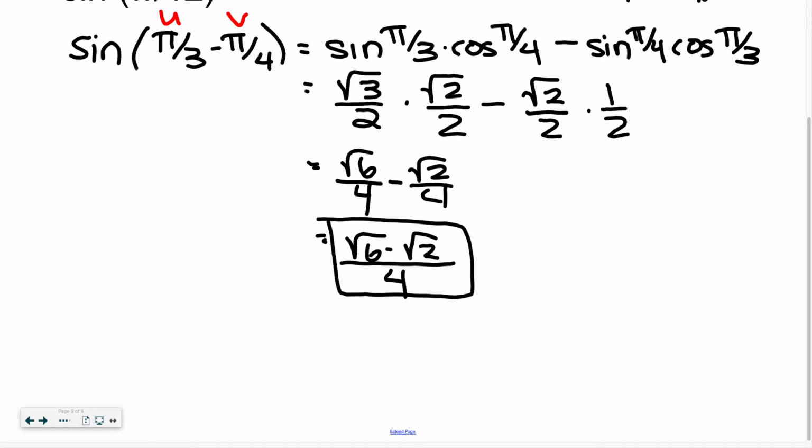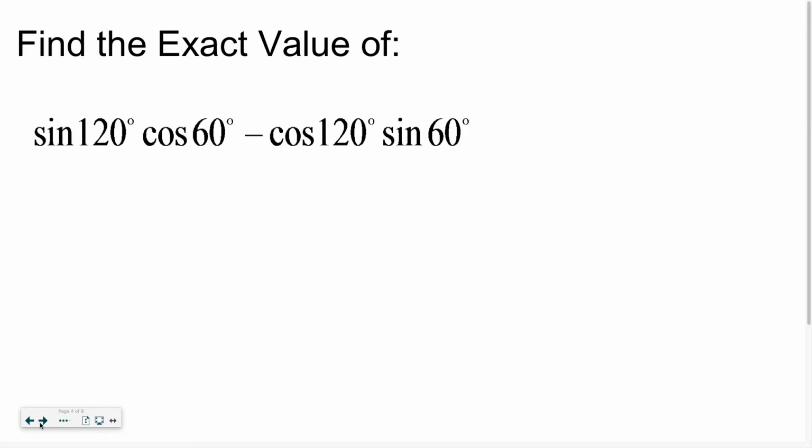Okay, can you find the exact value of the one on the right? So practice your unit circle knowledge. There's a couple ways to approach this one.